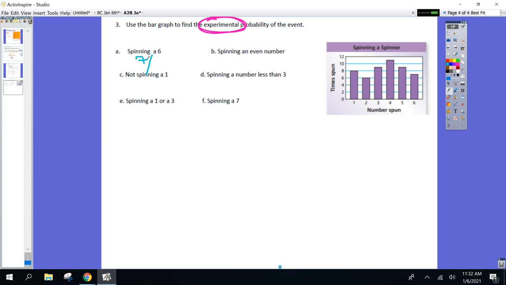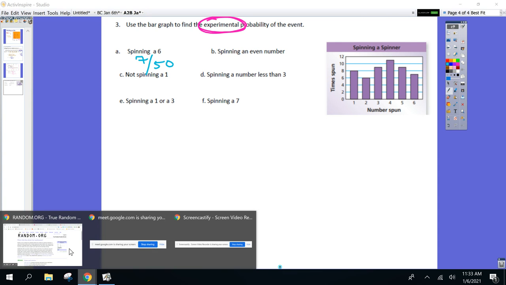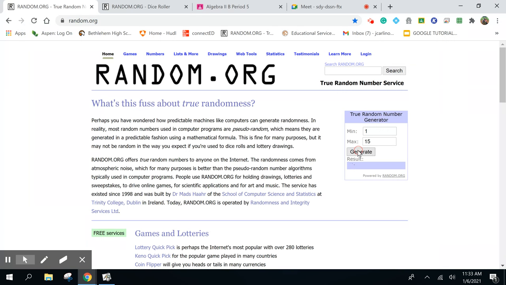Is it 7 out of 50? You got it. 7 out of 50. Good. So it's out of 50 spins. Can't reduce that. Good job, kid. Classmates, thank you. All right, even number, kids. Even number. According to my chart, even number spin.